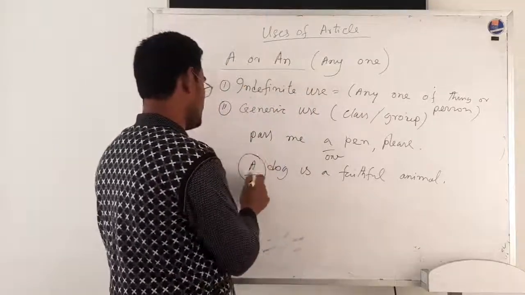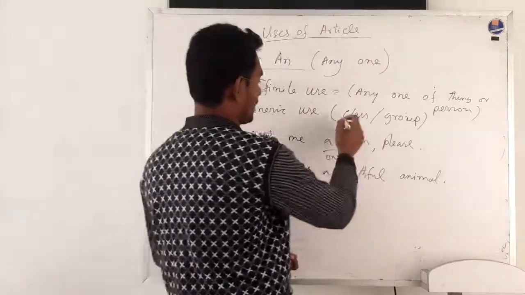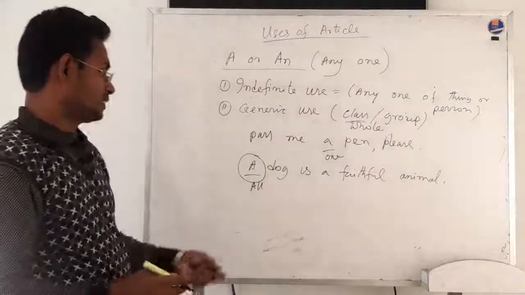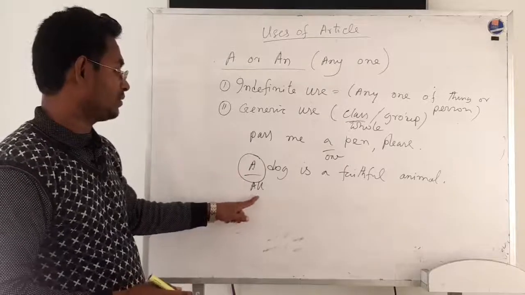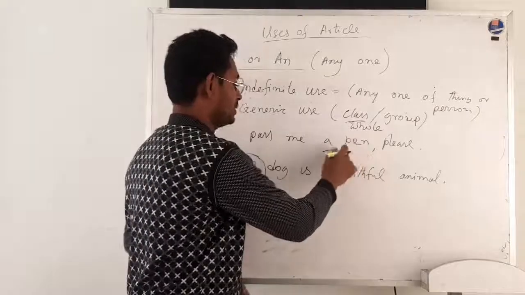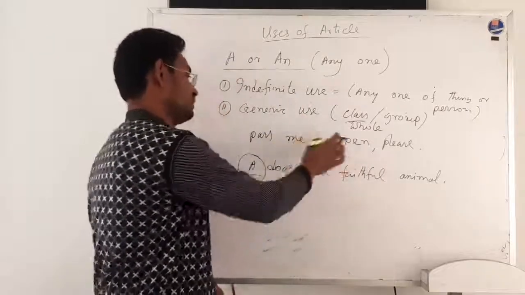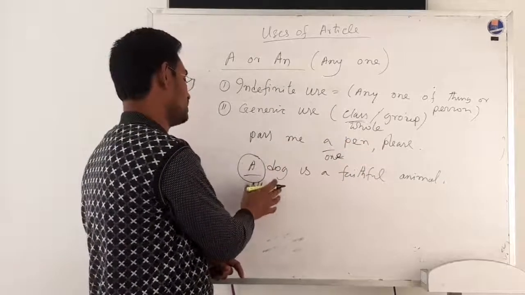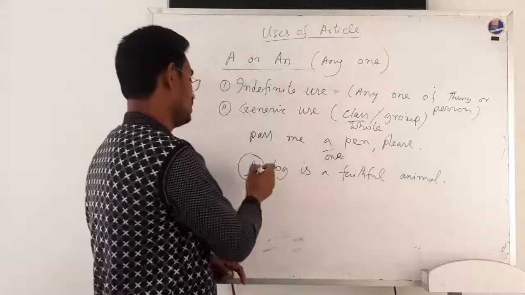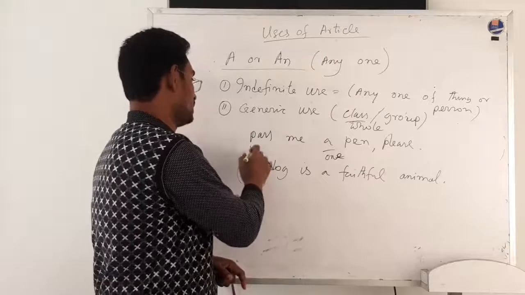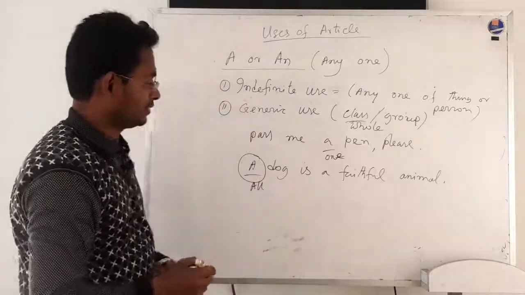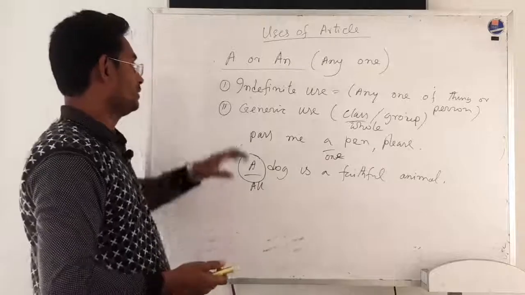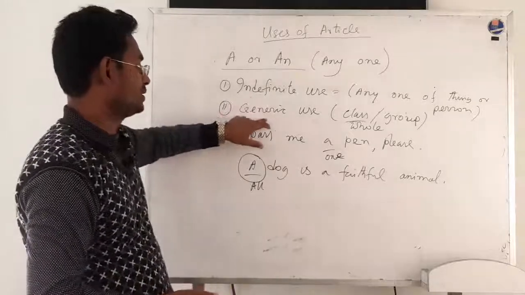Here we have used a to indicate the whole class, whole group, total class or total group. Usually a gives the meaning of only one thing, a single thing, single person, single object. But here a dog indicates not only a single dog, it gives the idea of the whole class. That is why we call it the generic use of the article a or an. So these are the uses of the article a or an. We use it indefinitely and sometimes generically.